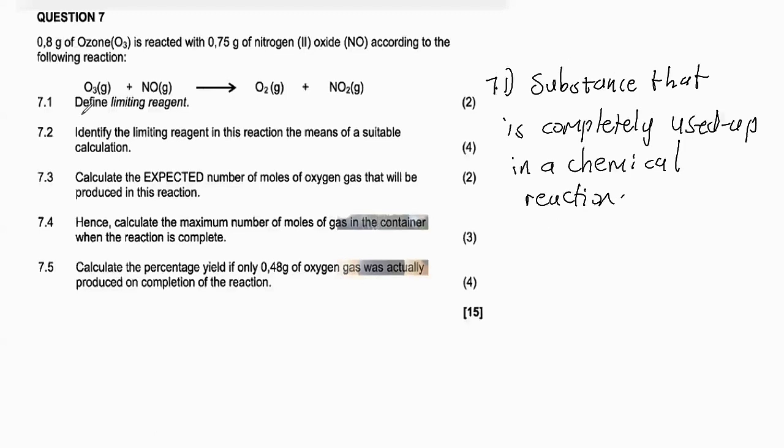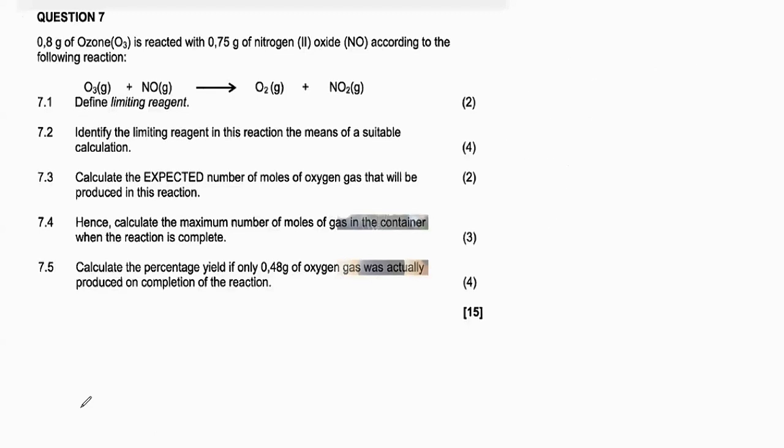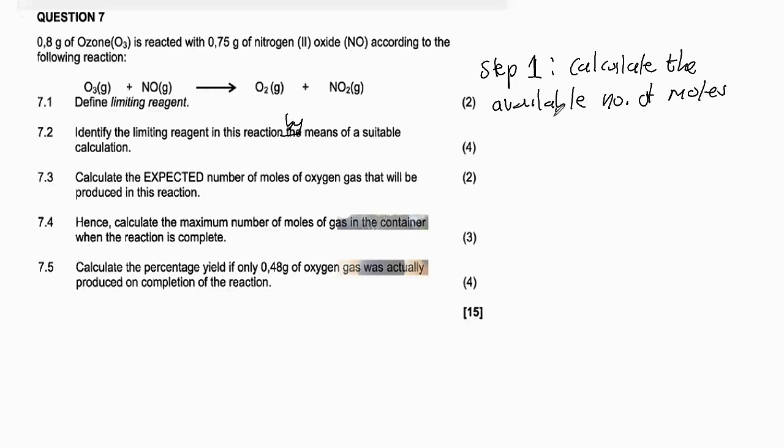We have 7.2. It says now identify the limiting reagent in this reaction by means of a suitable calculation. Now, how do we determine that? You need to follow these steps. Step number 1 would be to calculate the available number of moles of each reactant, right?